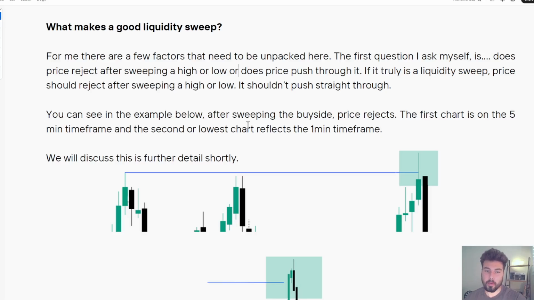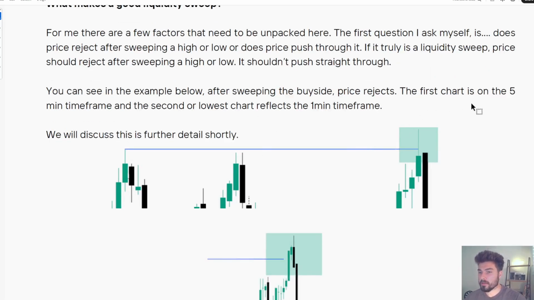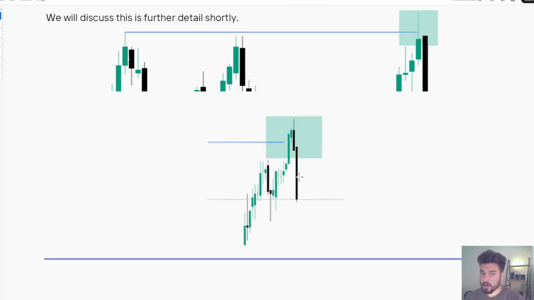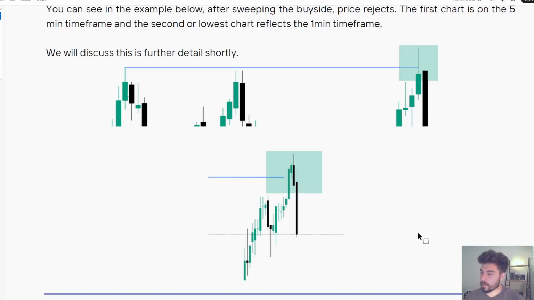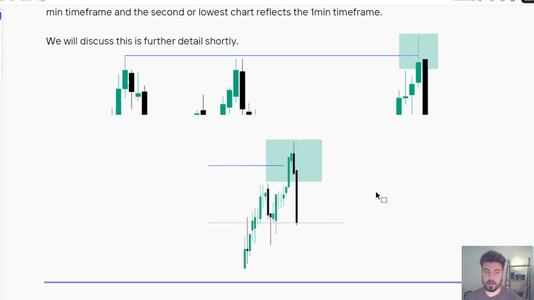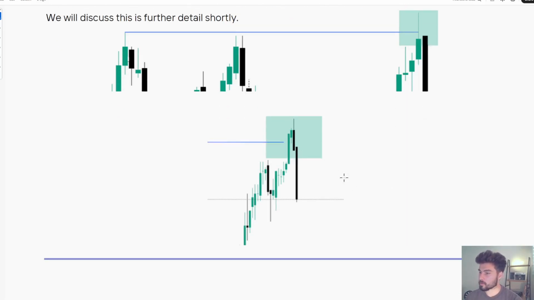So you can see in the example below, after sweeping buy side, price rejects. The first chart is on the 5 minute, and this second chart here is on the 1 minute time frame. So you can start on a higher time frame, a 5 minute, a 15 minute chart, or have both side by side depending on what you like to do. And then once you see liquidity swept on a 15 minute time frame, this is what you're looking for. During a key time frame, silver bullet, or any macro within silver bullet, any macro within London Open, 2 a.m. to 5 a.m., any macro within the AM session, or PM session, whatever you trade, look for a sweep, and then drop down to a small time frame to see, okay, we swept liquidity, and do we reject? We do.